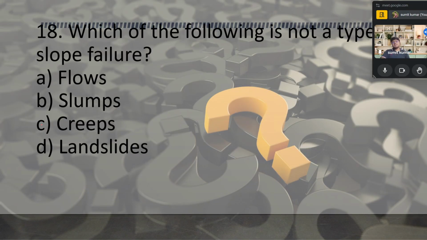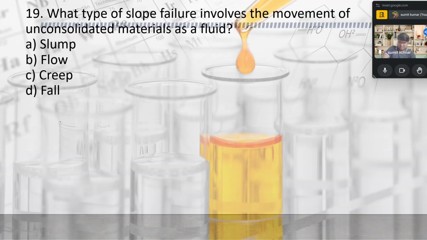Now the question says, which of the following is not a type of slope failure? The options are flow, slump, creep, or landslide. So option C, that is creep, is the correct answer.